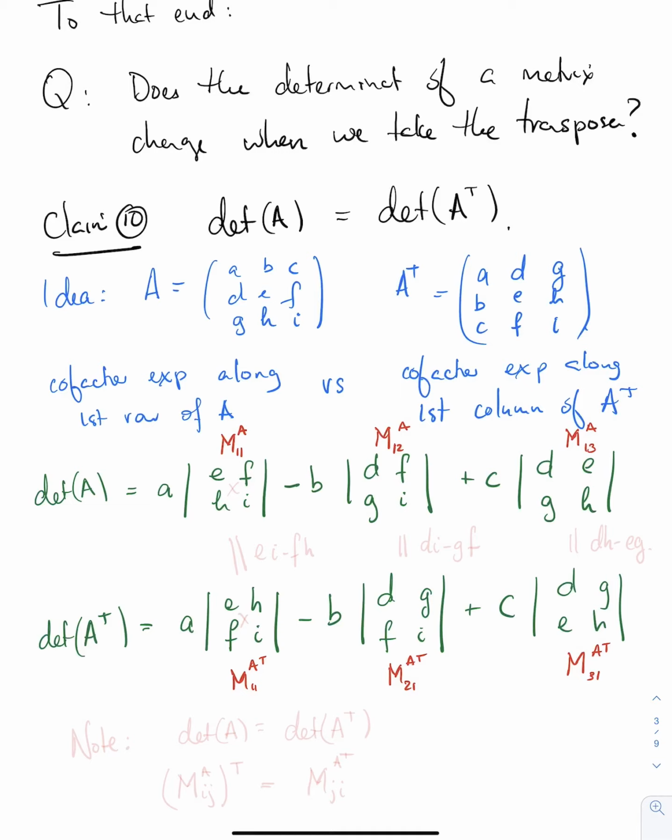Notice that the determinants of these smaller matrices are equal. We're going to get EI minus FH. Here we get DI minus GF. And for M13 of A versus M31 of A transpose, we're going to get DH minus EG.